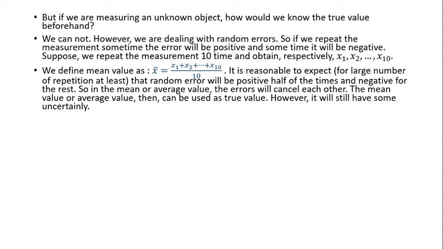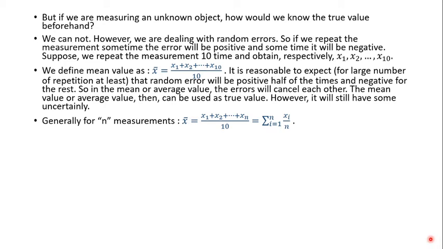However, it is still prone to some uncertainty, as the result never cancels out exactly. Generally, for n measurements, the mean x bar is defined as x1 plus x2 up to xn divided by n. I'm sorry for the typo. See, this is a more formal definition where we use this summation symbol. This is intuitive and perhaps most of you are familiar with this.